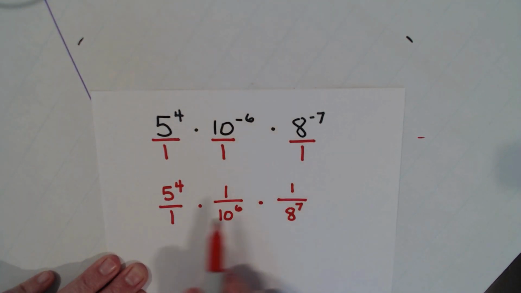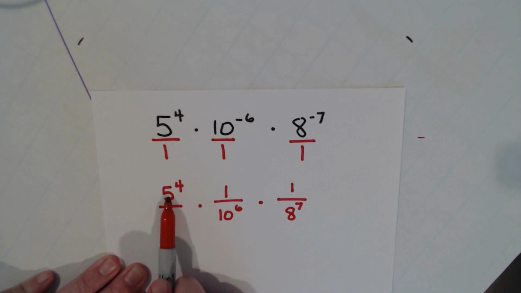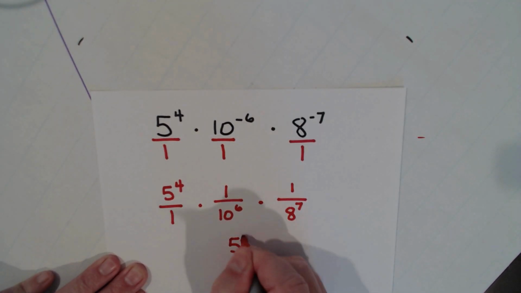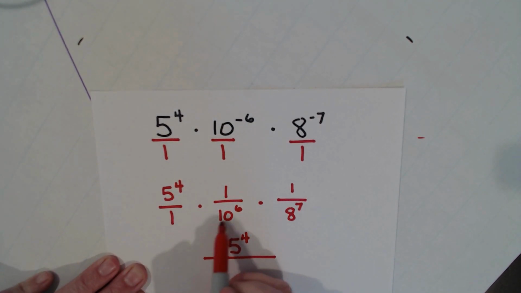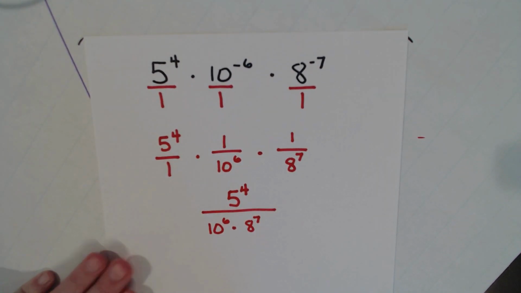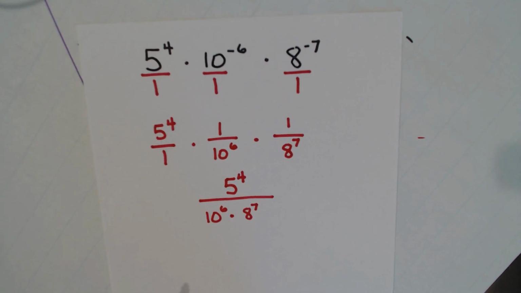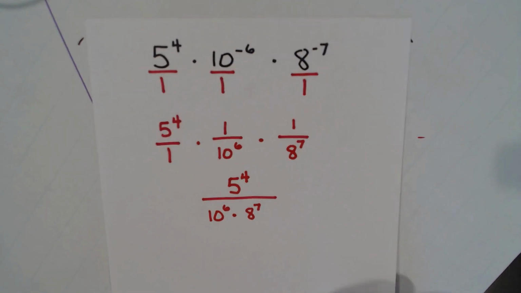Multiply all the top numbers, multiply all the bottom numbers, and I'll get my new top. 1 times 1 is 1, times this is still 5 to the 4th power. That should be in the top. 1 times 10 to the 6th is 10 to the 6th times 8 to the 7th. All those bases have a positive exponent, so that should be my answer. Let's look at one like number 10.